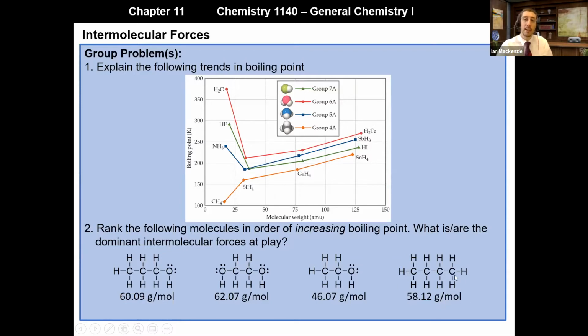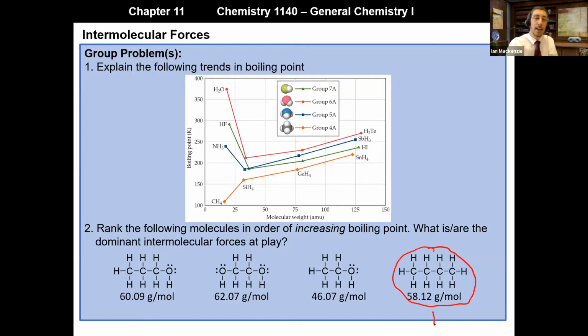So if we're ranking in terms of increasing boiling point, we're going to rank increasing boiling point by increasing intermolecular forces, because the more intermolecular forces, the greater the boiling point. So I'll start with the one that has the least amount of intermolecular forces. That's the molecule all the way here on the right. This has only dispersion, so I will label this as 1. That has the lowest boiling point.